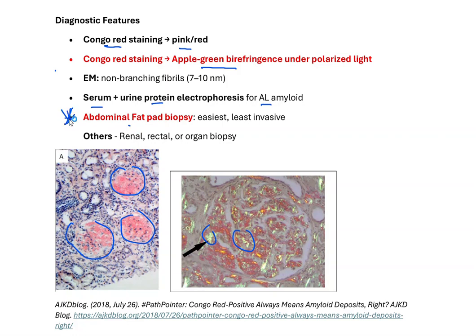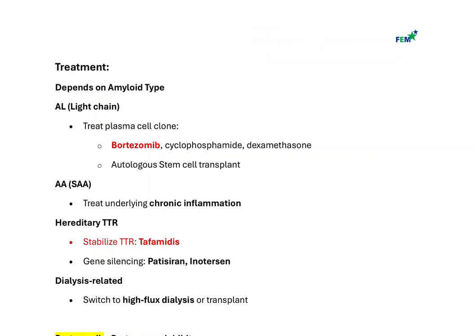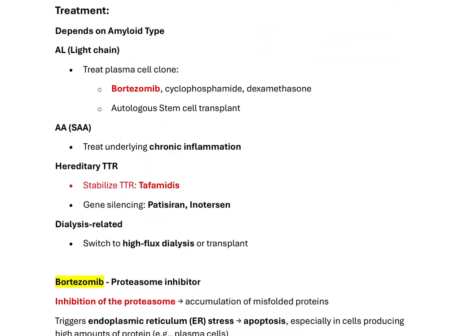How can you make a diagnosis? So easiest way to make a diagnosis, you can do abdominal fat pad biopsy, whereby you're looking for those deposits of the amyloid. That's always high yield for the exam, guys. And of course, other places you can do biopsies: renal, rectal, organ biopsy. So now let's move on to talk about treatment. So let's talk about treatment for amyloidosis.